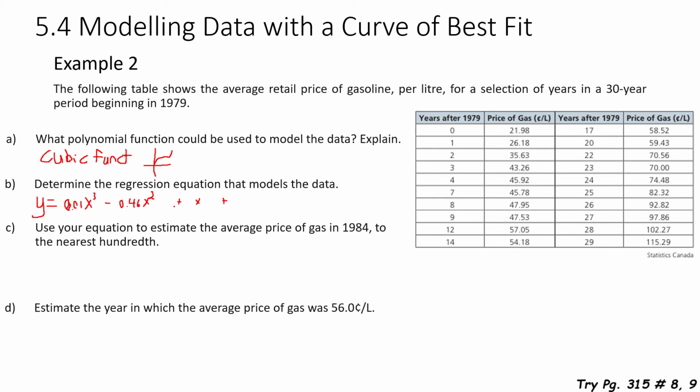This is 6.30. So 6.30x. And our constant is 23.45. So there's our equation. As best as we can, we want to use this whole equation that's in our calculator. So we're going to leave all of those decimals in there.